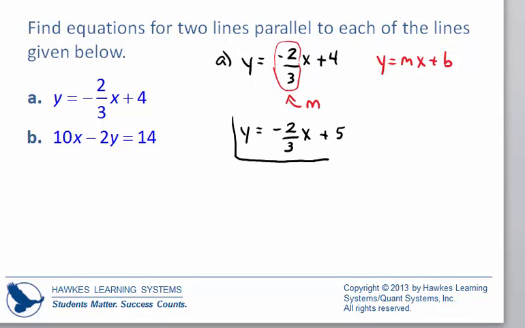And then I therefore have an equation of a line that is parallel to the first line that we were given. So again, we want our new line to have the same slope and a different y-intercept, and it will be parallel.